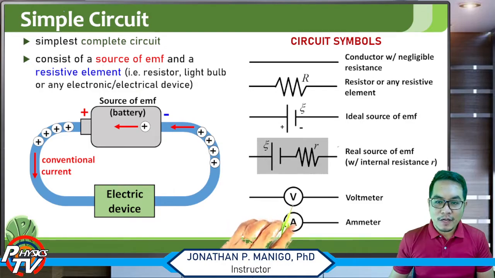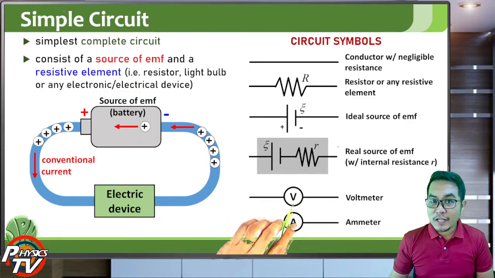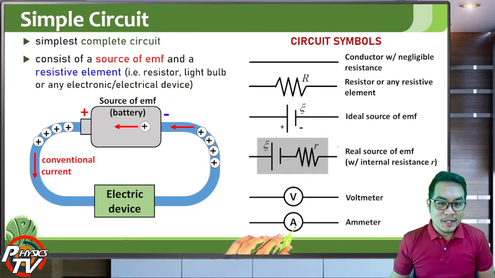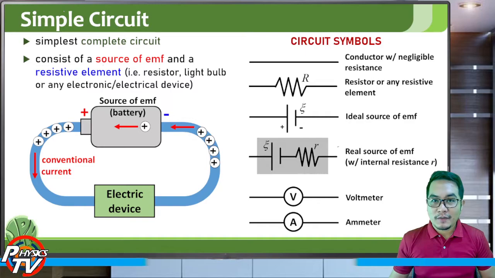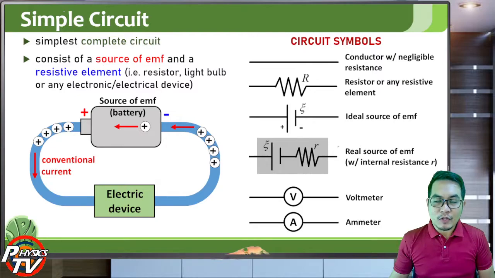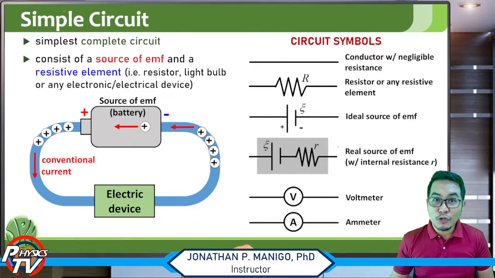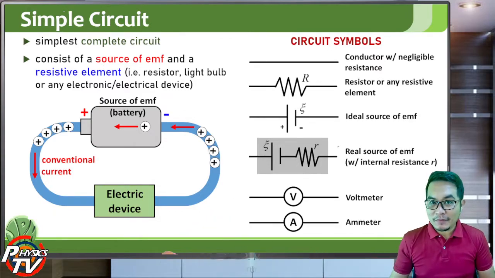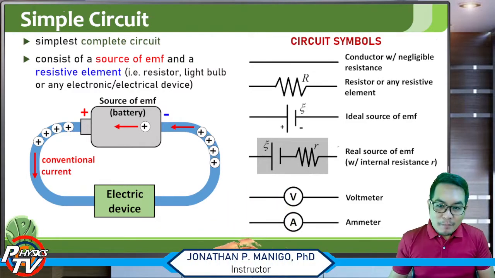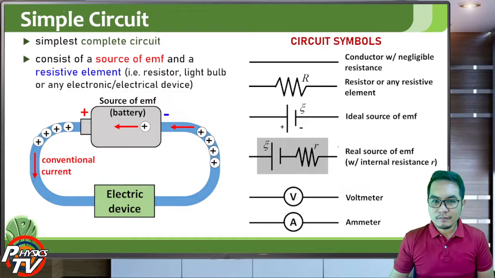This is our symbol for a voltmeter, a device for measuring voltage. This is our symbol for an ammeter, a device used for measuring current in amperes. We also have an ohmmeter for measuring resistance, but all of these meters are usually contained in just one device, what we call a multimeter or a multi-tester. If you have heard of that, they can measure voltage, current, resistance, and even capacitance. Okay.